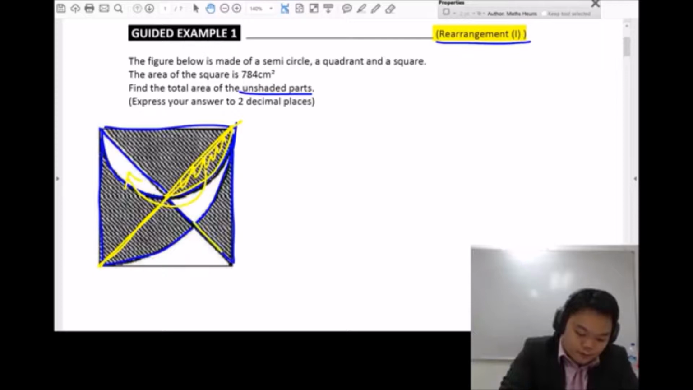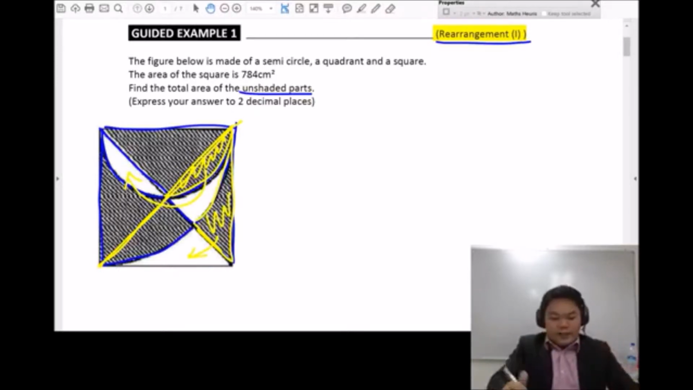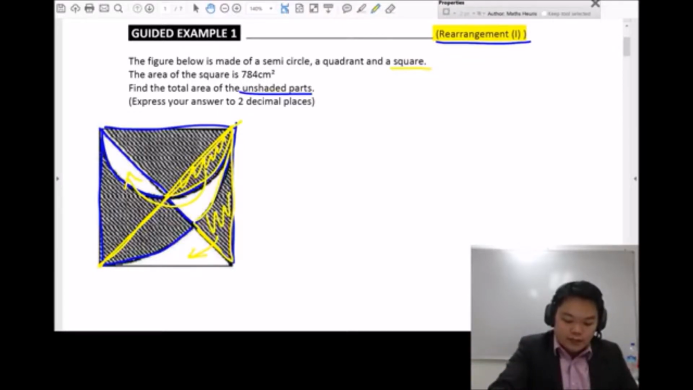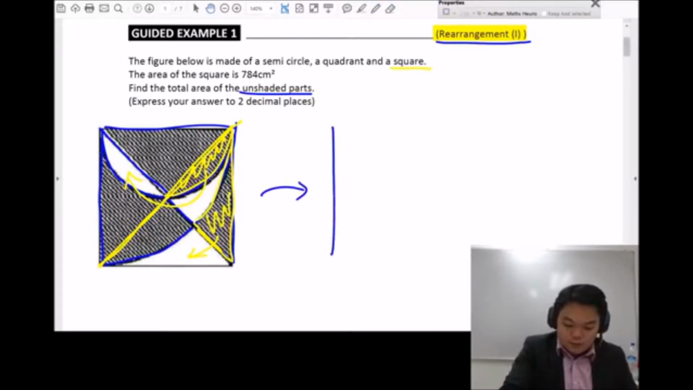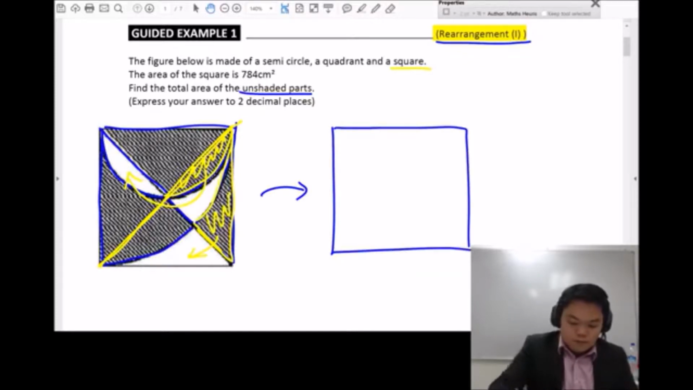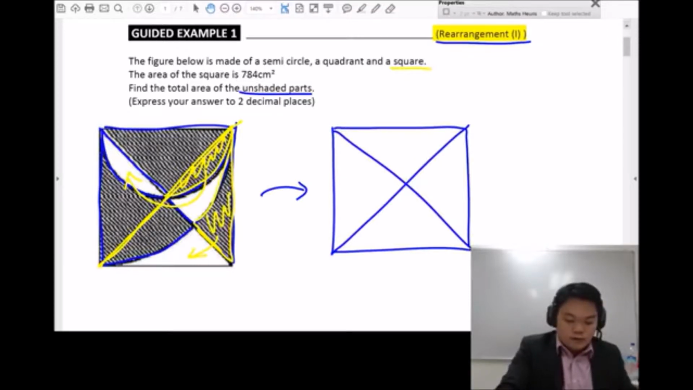Then I would move this piece over here instead, because the diagonal line of the square cuts it into exactly half. So you can rotate it to fill up that space. Once we have done that, the net shape that we will obtain is that this top part will be shaded.